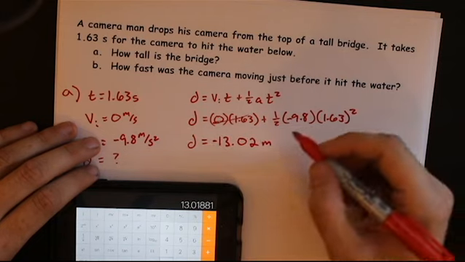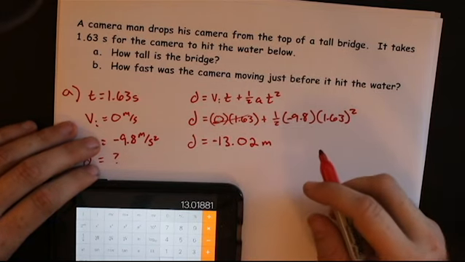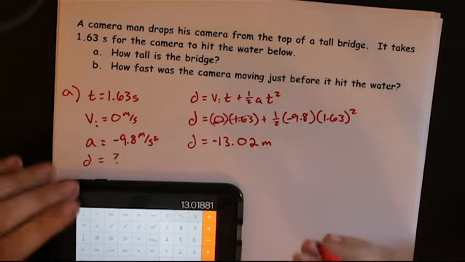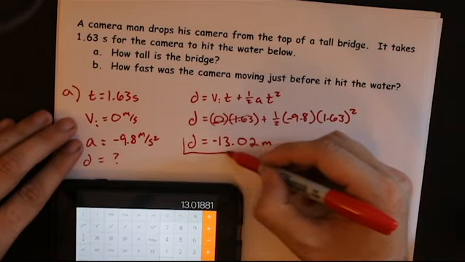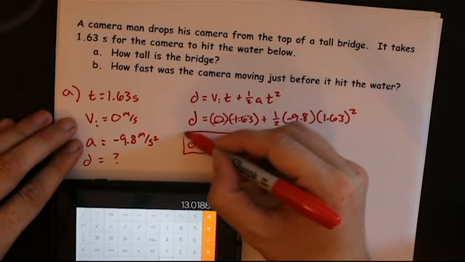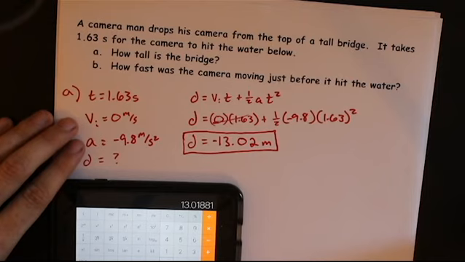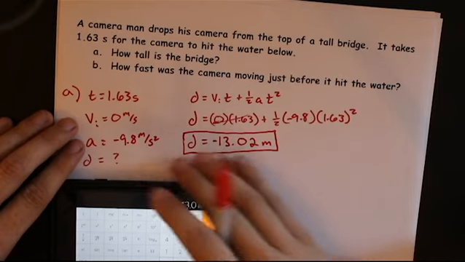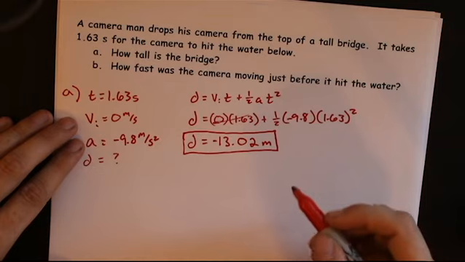So this actually falls negative 13.02 meters. That's how far the camera falls. So there you go. There is the answer to the distance. That's how tall the bridge is. Now, we still have part B though.